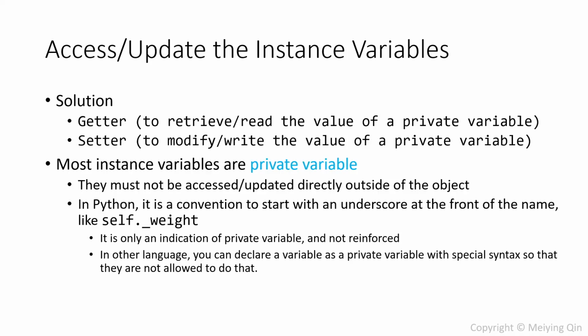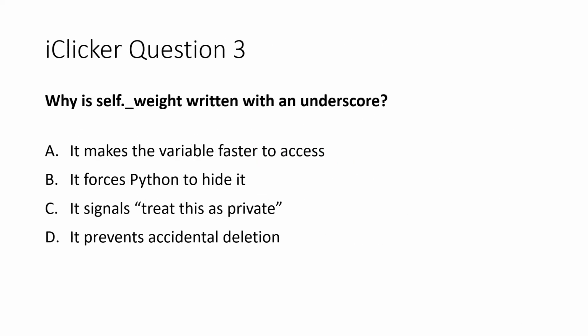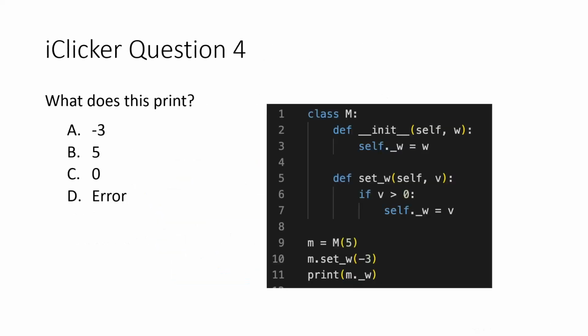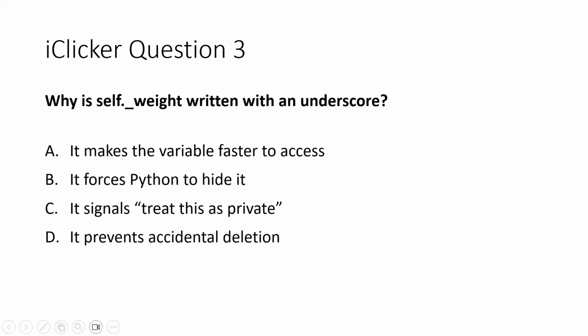So let me show you how to use that. We have a demo later, but before that, let me run these questions. Why is self weight, underscore weight, written with an underscore? Why do we do this?